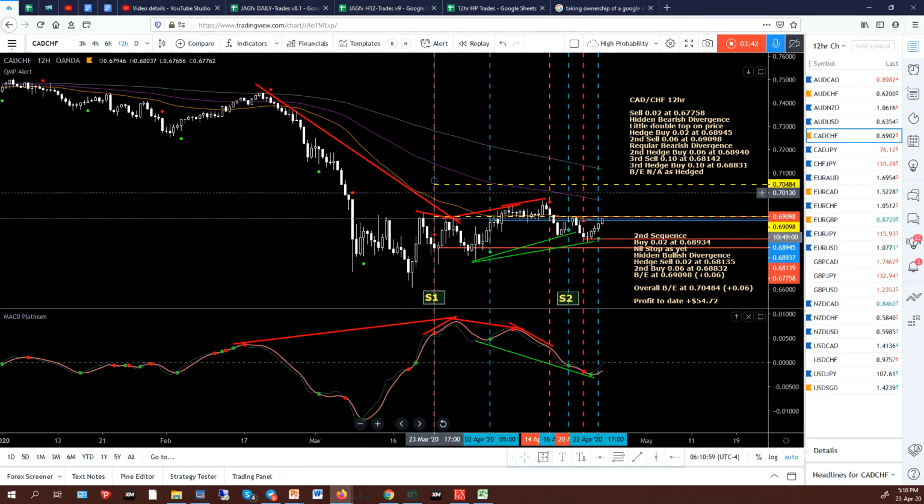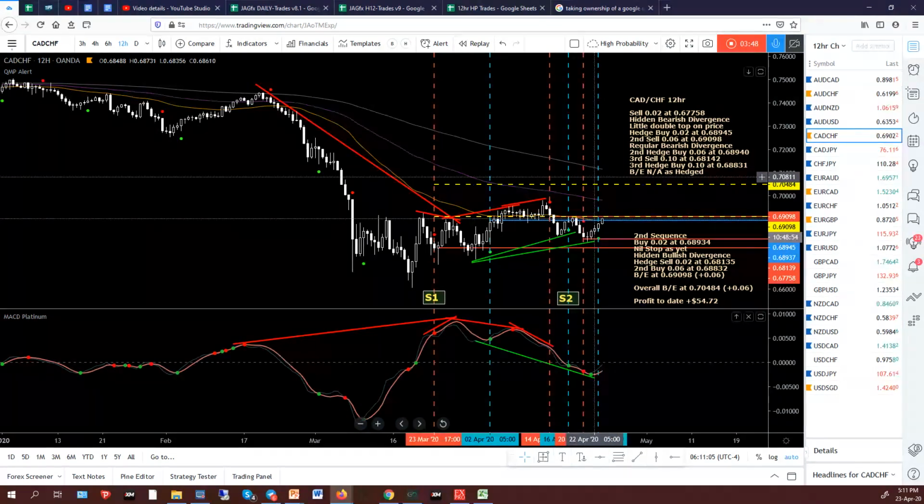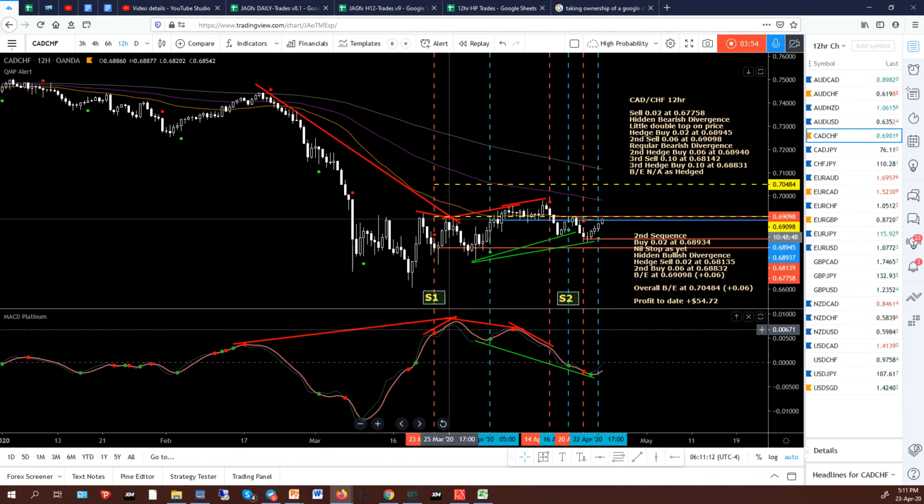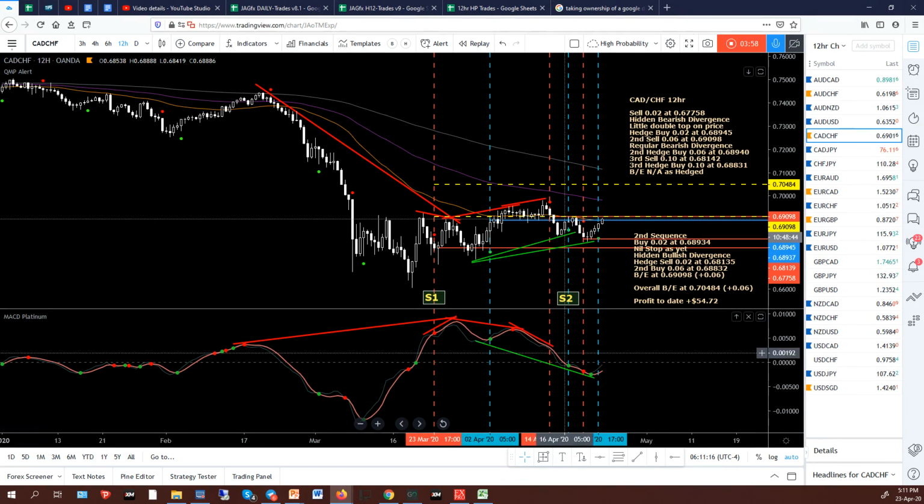So this started with a sell, hedge buy, second sell, second hedge buy, third sell, third hedge buy. So that's what I've done there. That's that sequence there. It started with a sell with the MACD Platinum above the zero level, and I couldn't get out at break even, so I'm now committed to this sequence.